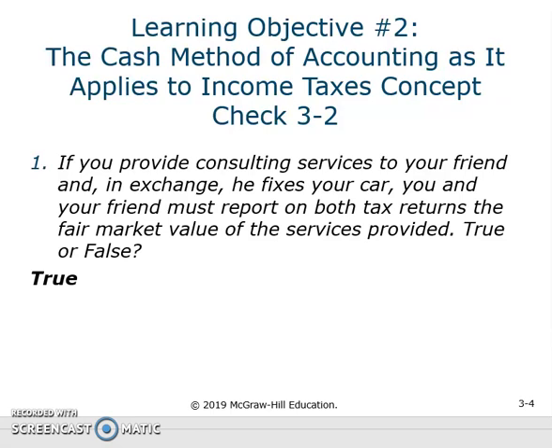So if the taxpayer provided consulting services to a friend, and in exchange, the friend fixes the taxpayer's car, you and your friend must report on both tax returns the fair market value of the services that were provided. The answer to this is true. According to the tax law, you have received an economic benefit, the transaction is concluded, and that income should be recognized on both taxpayers' tax returns.